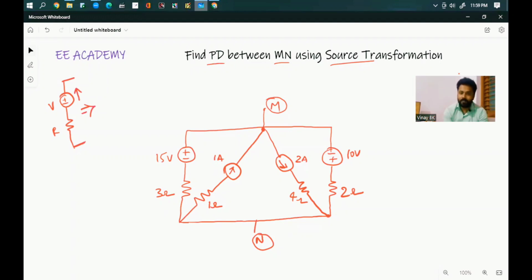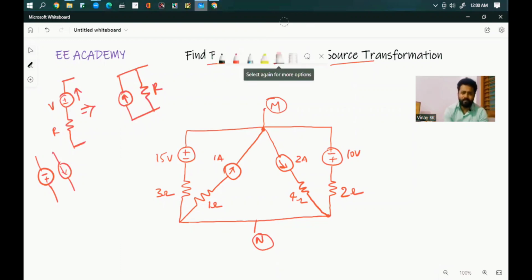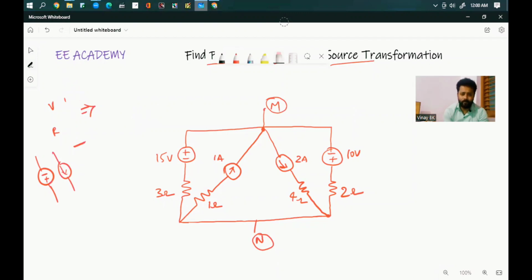So if you want to transform the source voltage into a source current, the current source is in parallel with the same value of resistor R. And the direction of current is minus to plus, that is the upward direction. Suppose if it is like this, minus plus, in that case current is flowing in the downward direction. Like this you can do source transformation, just a basic technique. Now we'll apply this technique to this problem, which is quite tricky.